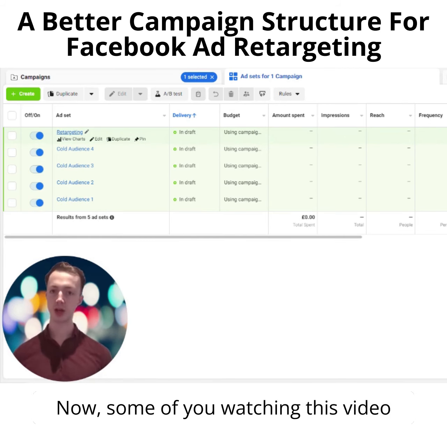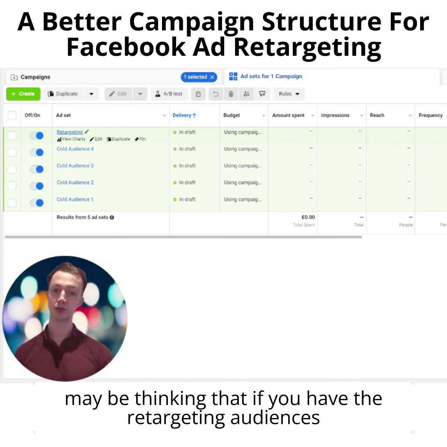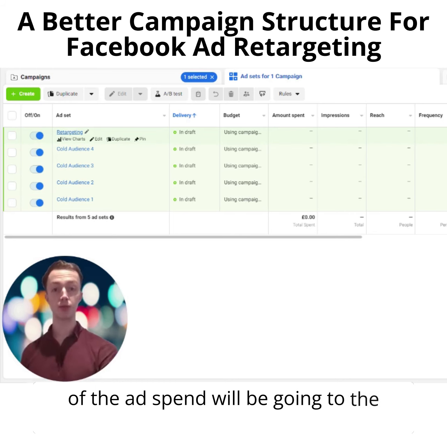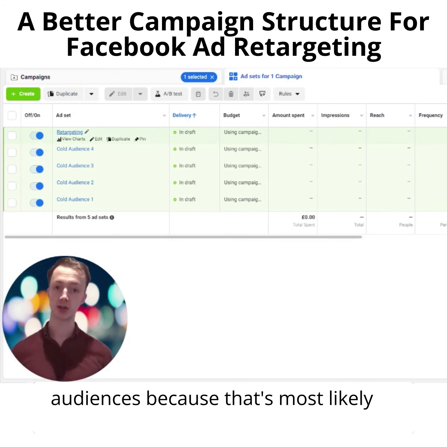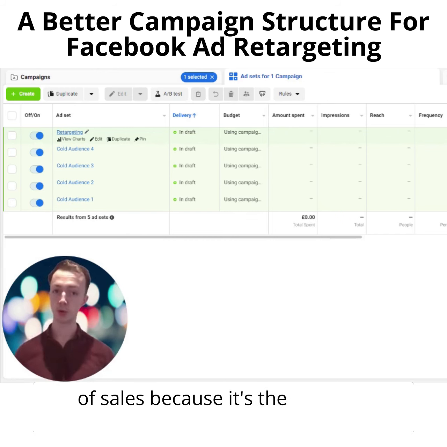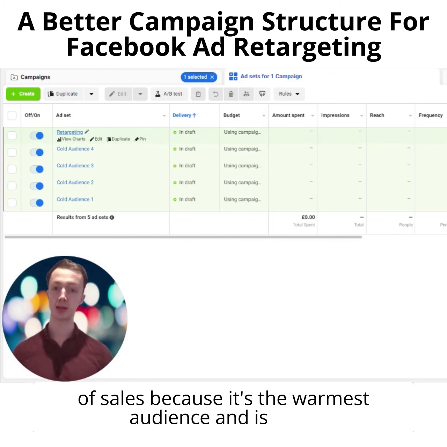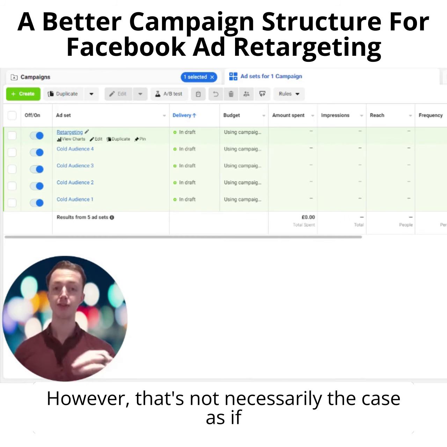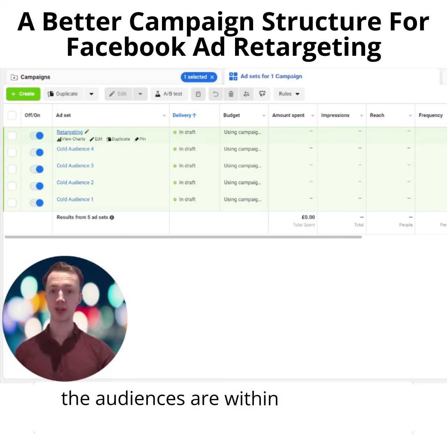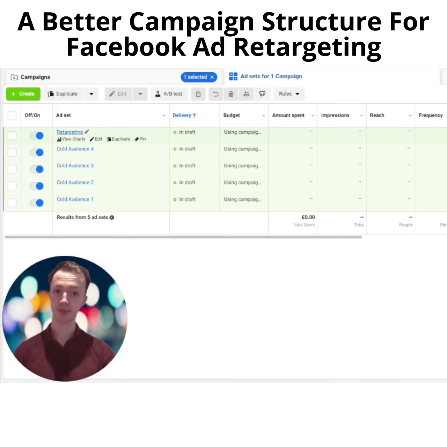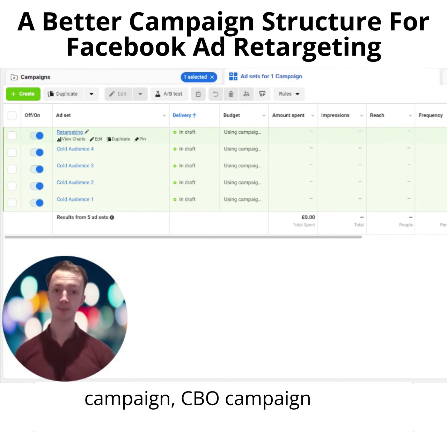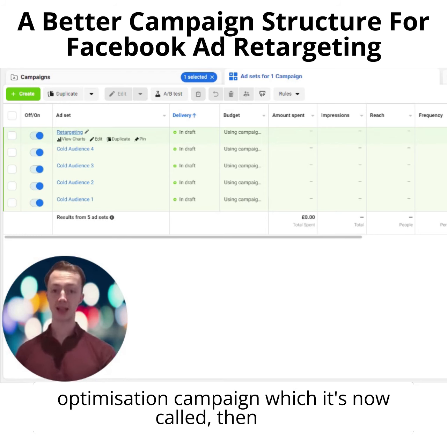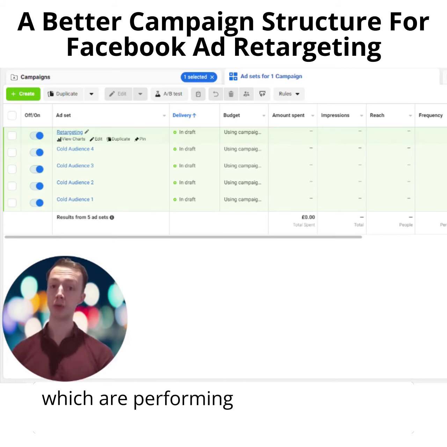Now, some of you watching this video may be thinking that if you have the retargeting audiences within the same campaign as the cold audiences, then all of the ad spend will be going to the retargeting audiences, because that's most likely to result in the most amount of sales because it's the warmest audience and is likely to be the most effective audience. However, that's not necessarily the case, as if the audiences are within a campaign budget optimization campaign, CBO campaign, or an Advantage campaign budget optimization campaign, which is what it's now called, then the ad spend will be allocated to the audiences which are performing best.